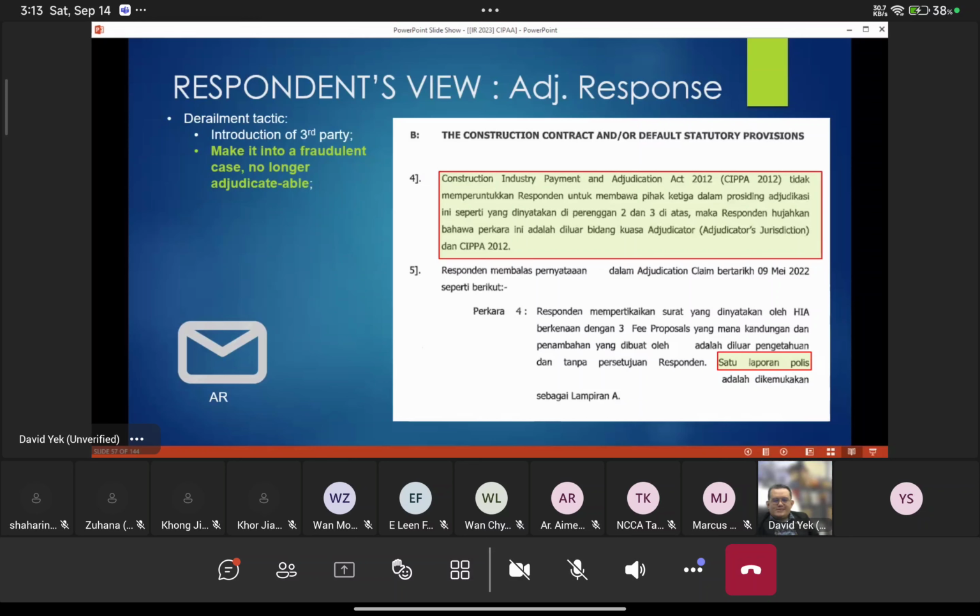Why? Some part of the contract has been altered with, and in order to prove that, a police report has been made against the claimant. So it's just to tell the adjudicator that now it becomes a police case, a criminal case. Therefore, adjudication cannot happen. Okay, very interesting, very smart, the lawyer.